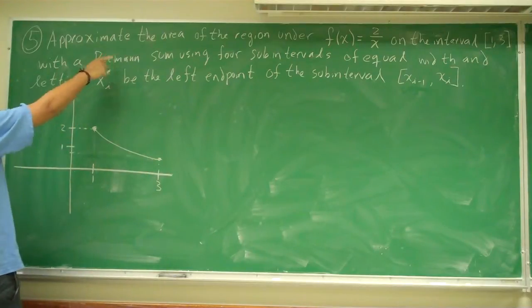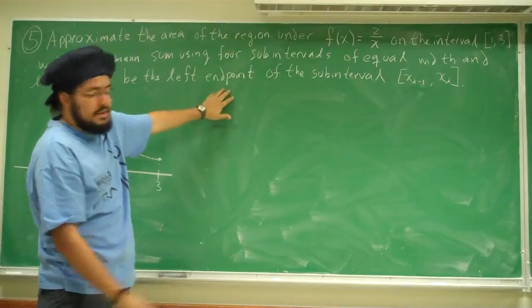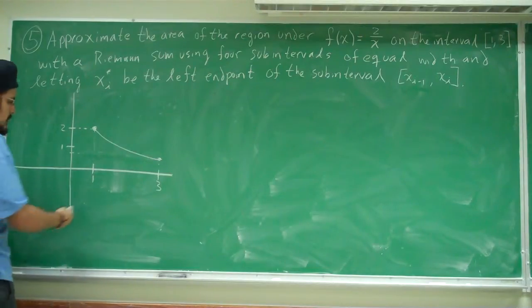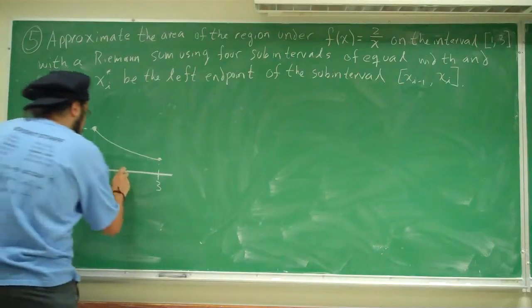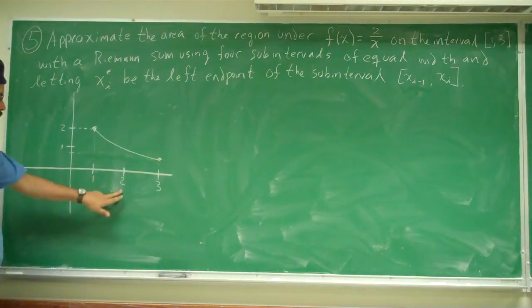But we want to approximate it, and we want to approximate it using left endpoints. Okay? And we want to use 4 subintervals, correct? Yes, 4 subintervals. So what I'm going to do is find the midpoint between 3 and 1. The midpoint between 3 and 1 is 2. So roughly about here.